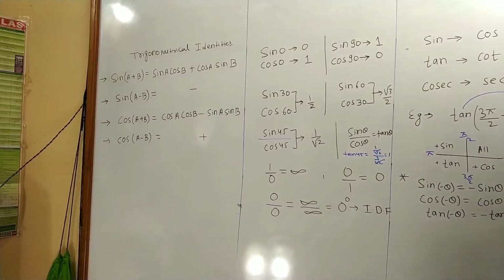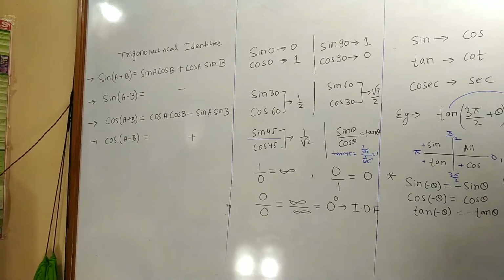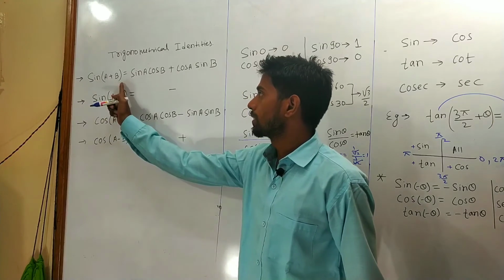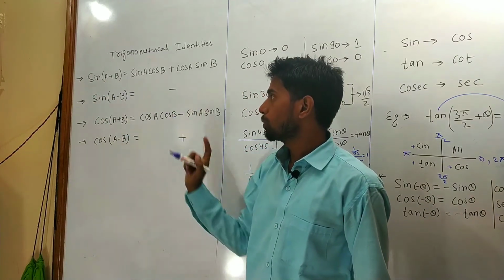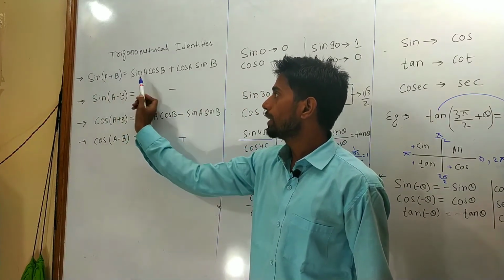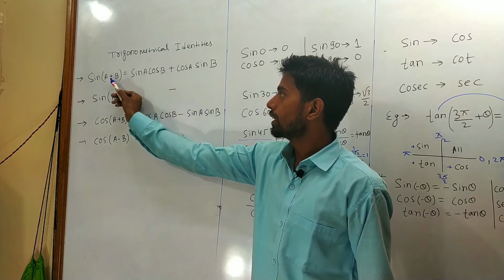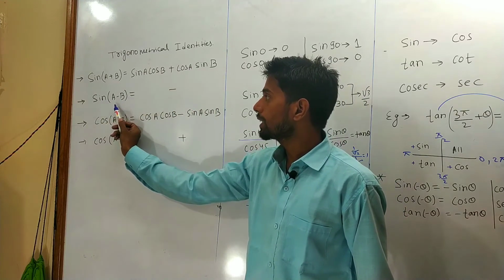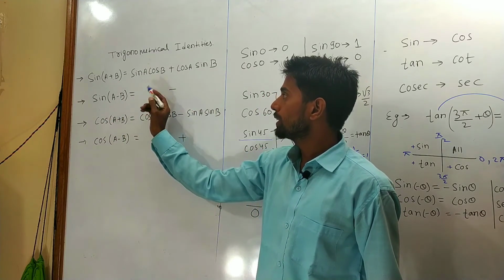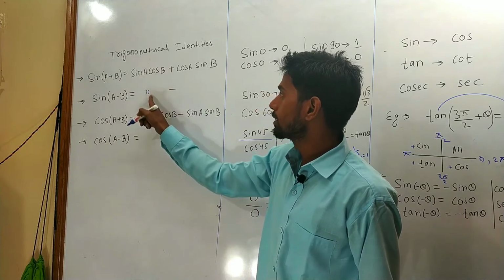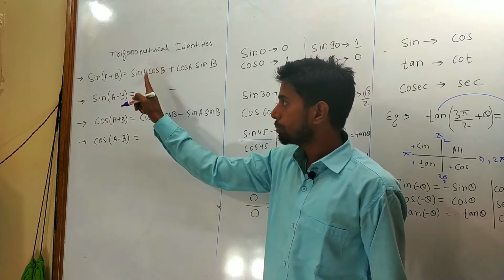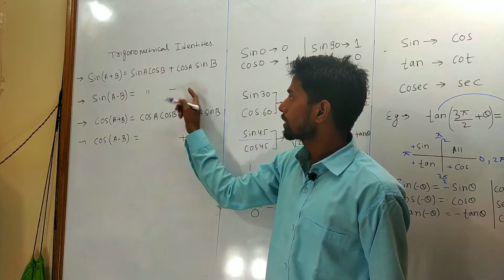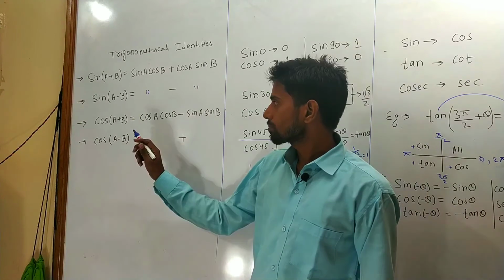The next trigonometrical identity is sin(A+B). This formula you have to remember. Sin(A+B) is sin A cos B plus cos A sin B. Similarly, sin(A−B) is sin A cos B, the same value you write here, minus cos A sin B, because here it is minus.